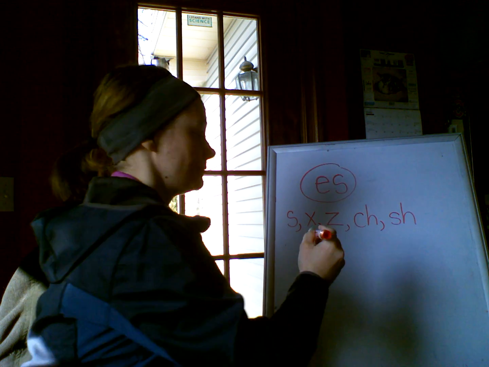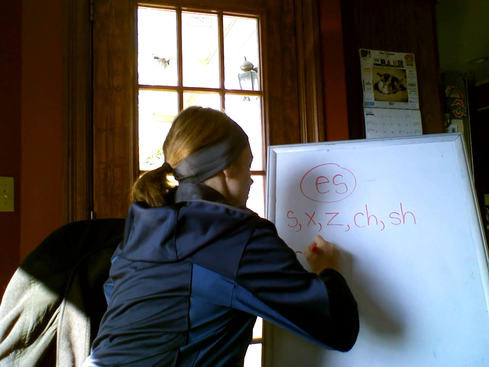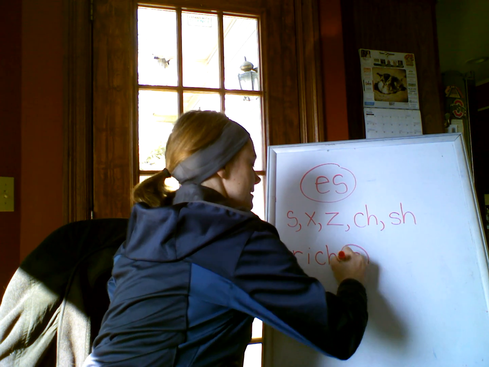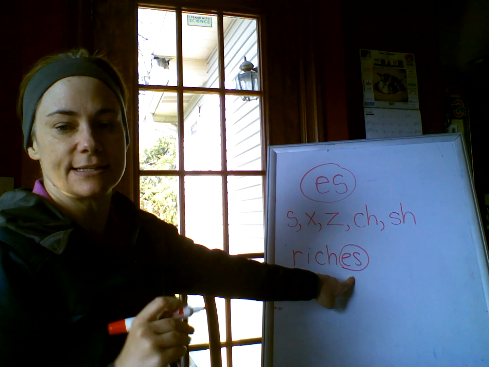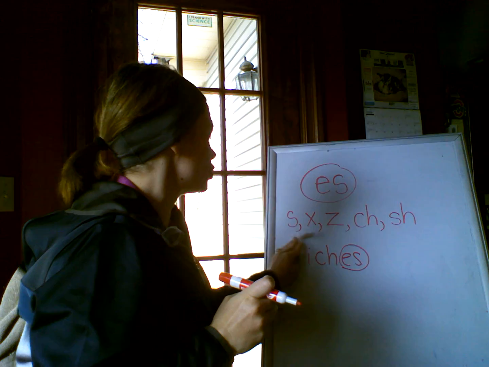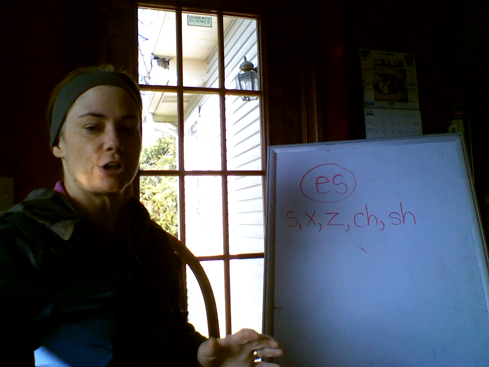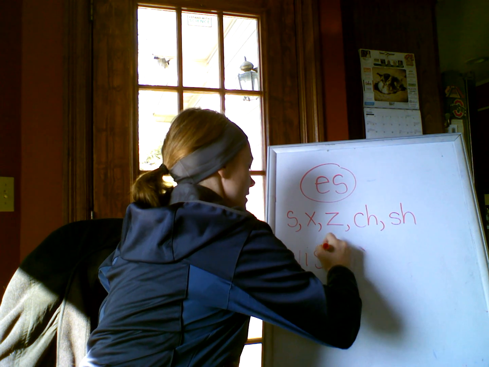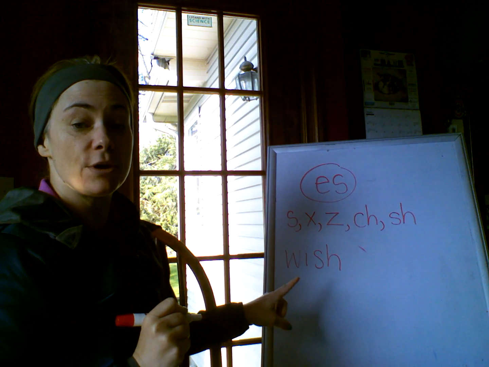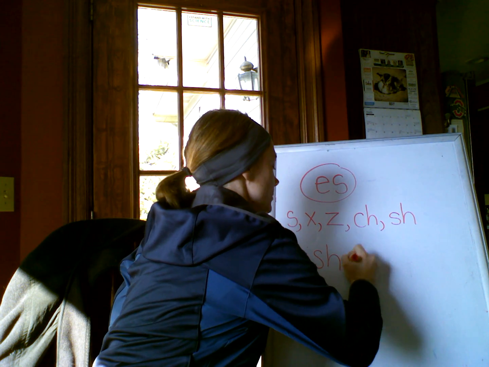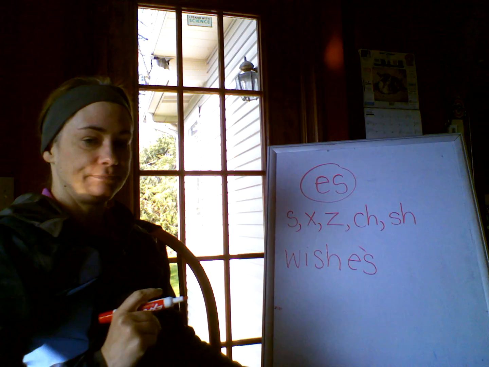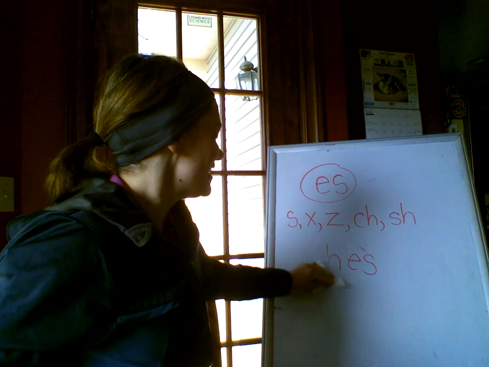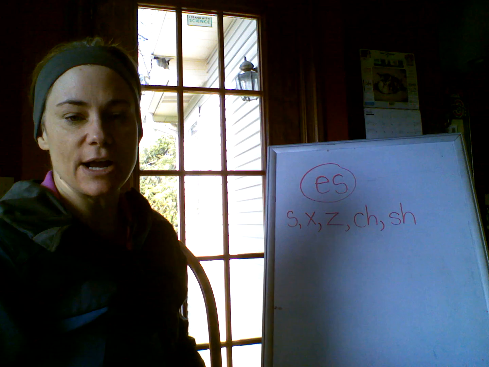How about rich? Rich. And then again, that gets that suffix ES at the end. And let's try one more. How about wish? Wish. If I'm talking about more than one wish, we would write it as wishes. All right. Okay. So now what I'd like you to do, we're going to try a couple of those.